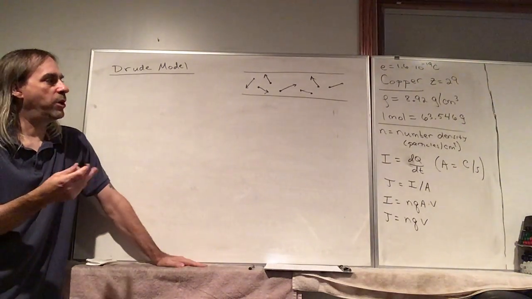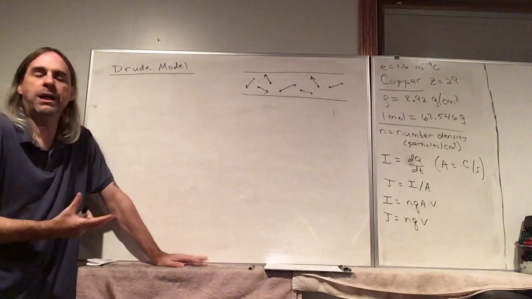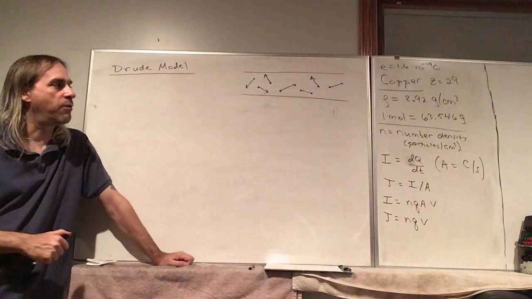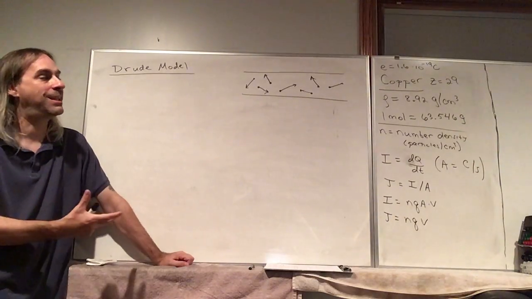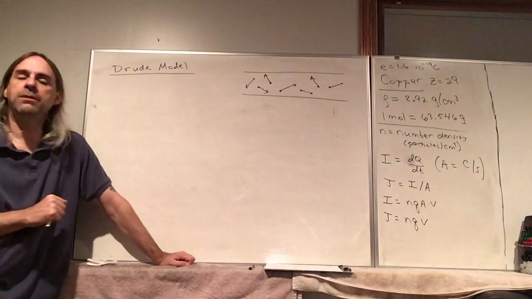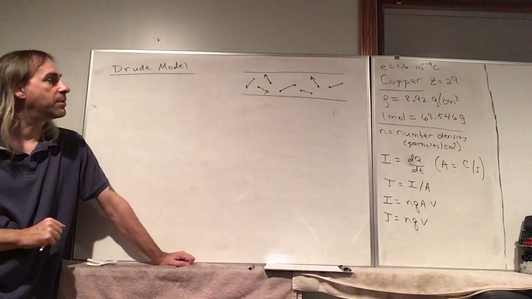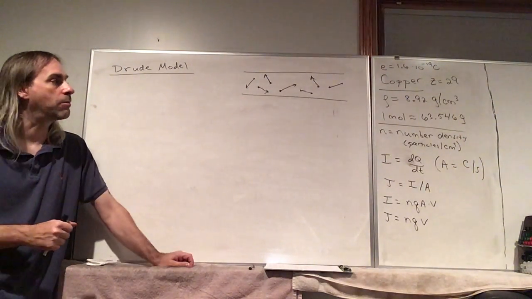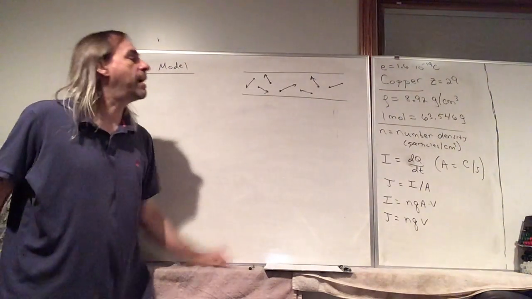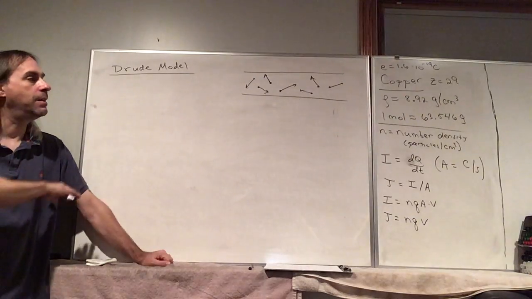So first off, we assume that the electrons inside the metal are free to move around, and in the absence of an external electric field, they move around completely randomly. So some are going to the left, some are going right, they can be going up or down. So three dimensions. They have a completely random velocity.